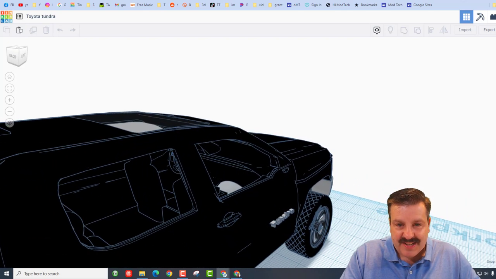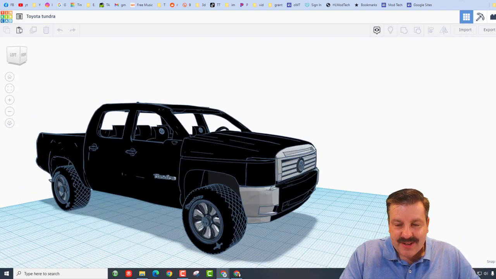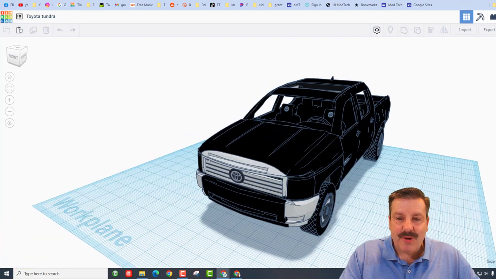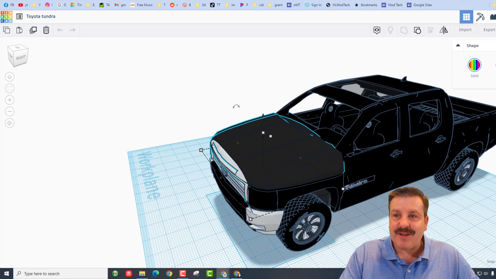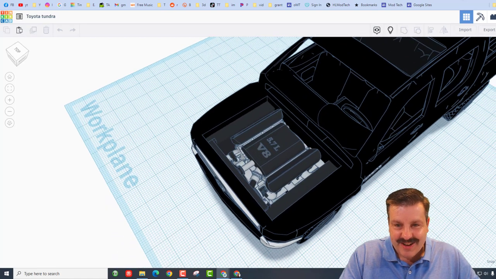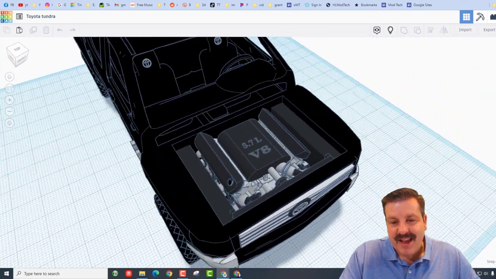Dude, that is fantastic. If we go all the way around to the front, love the bumpers. Oh my gosh, that is so cool. And then usually when Chancey's building one of these, there is also something under the hood. Let's hide that and take a look. Oh my gosh, 5.7 liter V8.